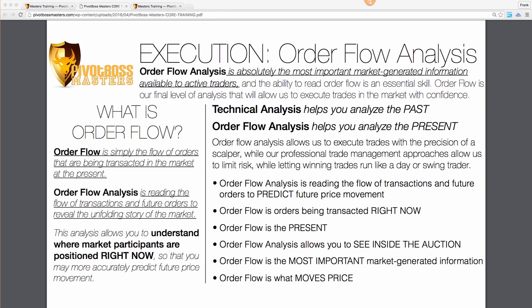So order flow analysis allows us to execute trades with the precision of a scalper, while our professional trade management approaches allow us to limit risk while letting winning trades run like a day or swing trader. And that's really what I love about order flow analysis. This is where I really began to be able to enter markets with precision.